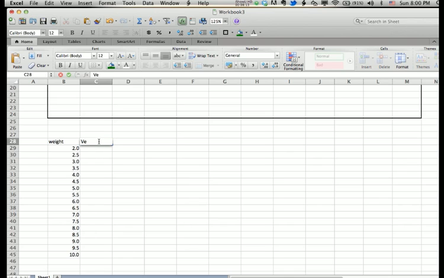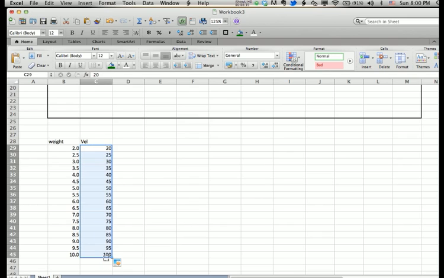Velocities, I need to go from 20 miles per hour to 100 miles per hour in 5 mile per hour increments. So 25, and I can do the same thing here and go all the way up to 100 miles per hour, which is extremely unsafe.